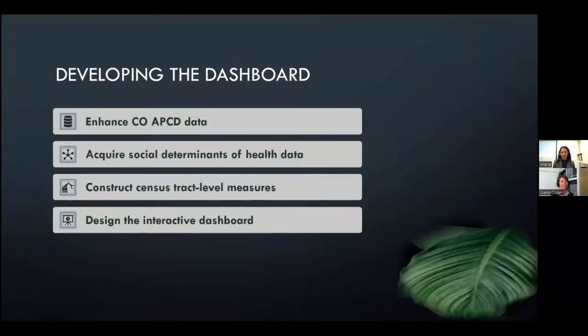So to develop this dashboard, first and foremost, it was necessary to assign census tract identifiers to CO APCD person addresses. In other words, to enhance the CO APCD data with geolocation information. We acquired a set of social determinants of health statistics that Maria described at the census tract level from publicly available data sources, and constructed the healthcare measures, again at the same level, based on the enhanced CO APCD data. And of course, as the last step, we developed the interactive dashboard itself using Tableau.